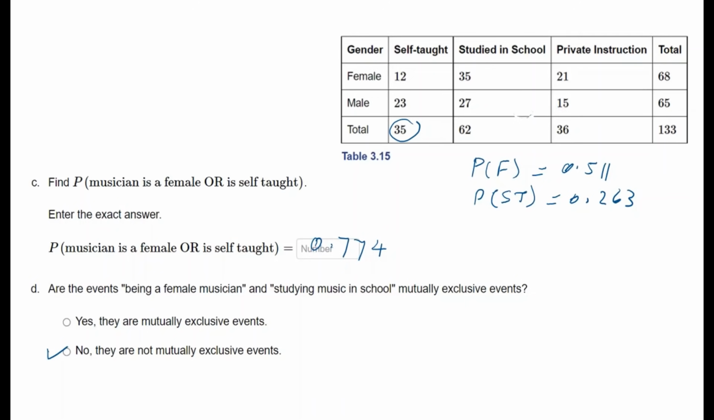And in part D, we just answer whether the event that the musician is a female and the event that the musician is studying in school are mutually exclusive, which means that they have nothing to do with each other. This is not true, obviously, because if the musician is a female, they can study music in school. So the answer would be no.